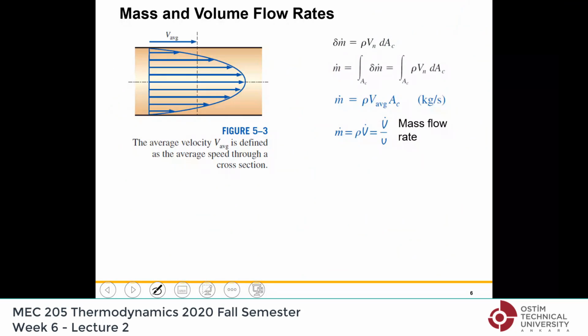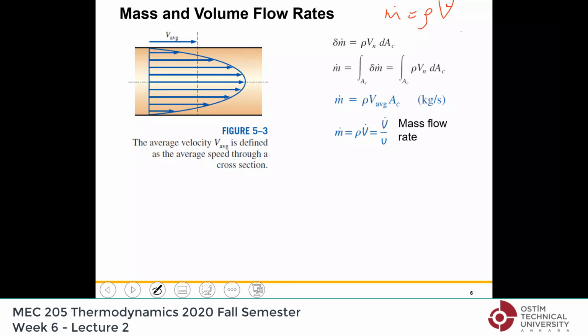And mass flow rate, keep in mind that mass is density times volume, right? Per unit time, it is simply mass flow rate is density times volume flow rate. Okay.